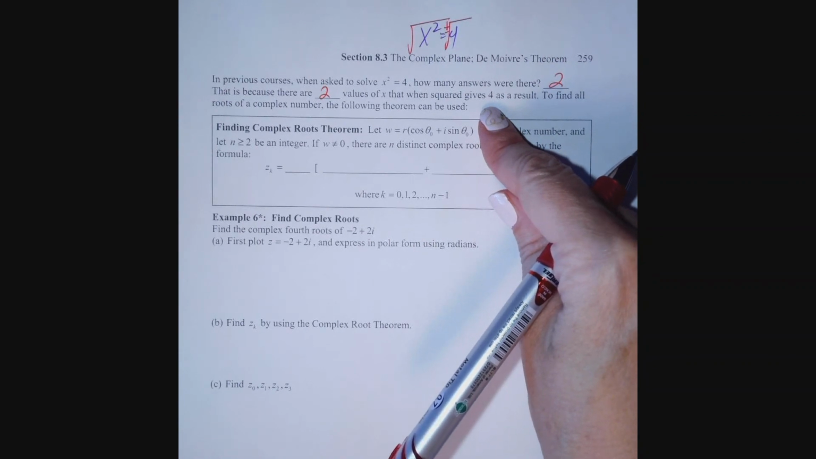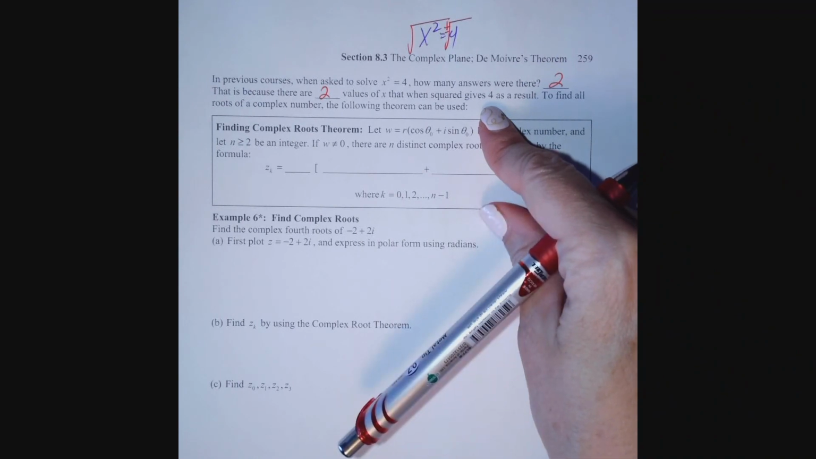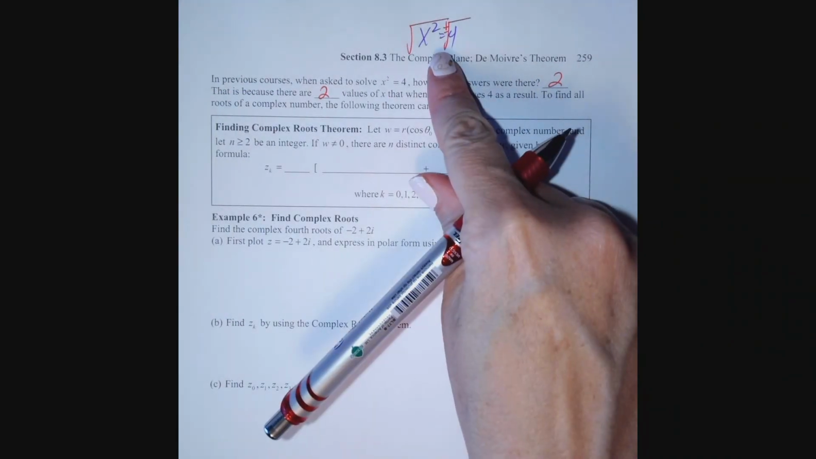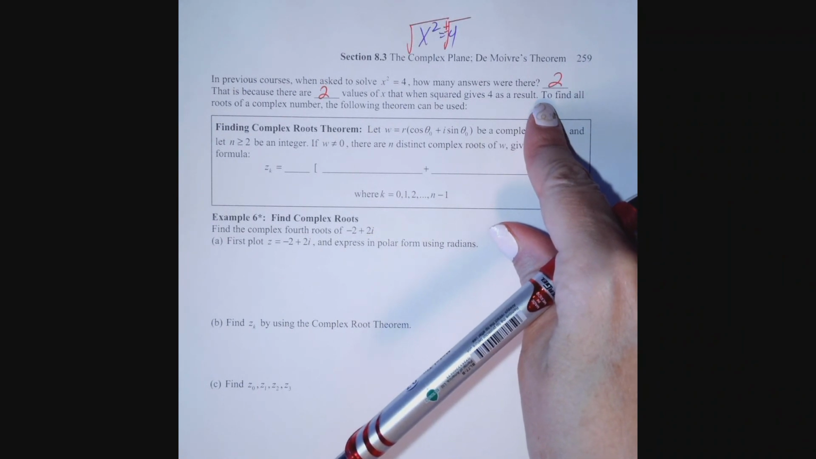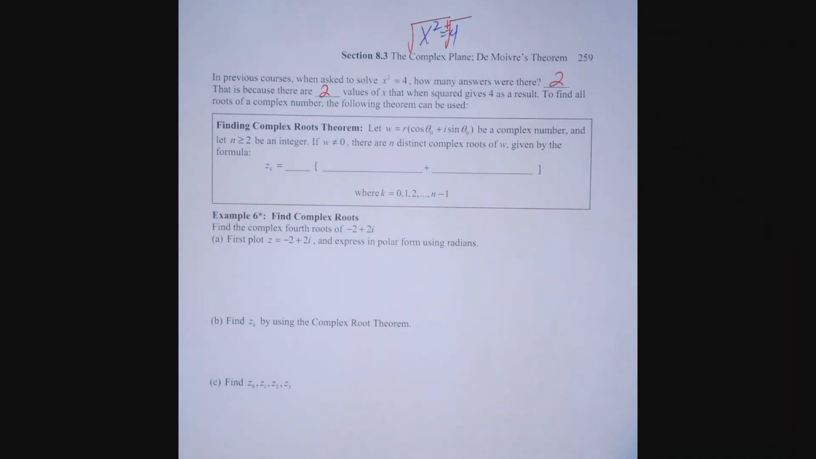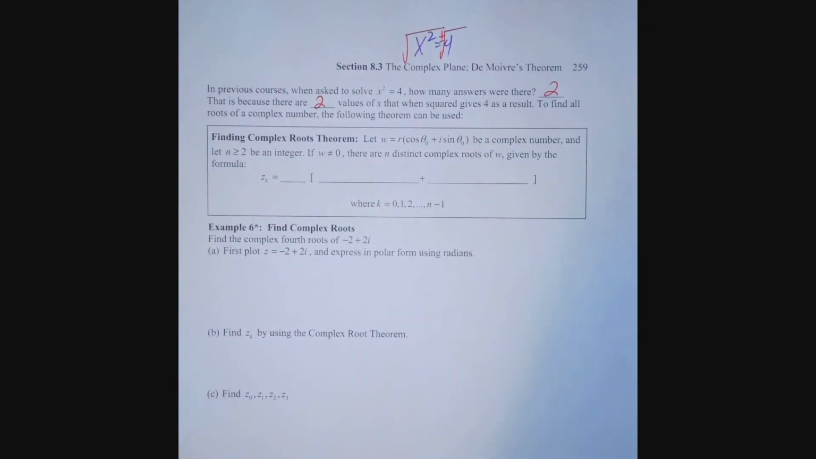Now, did you know that anytime you're taking a root, whatever root that is, the nth root, that's how many results there are going to be. I took the square root of 4 here, I got 2 results, they're both real. What if I do the cube root? There's going to be 3 results, they may just not all be real. So here is our theorem to help us find complex roots. We did raised to a power, now we're going to find the complex root.